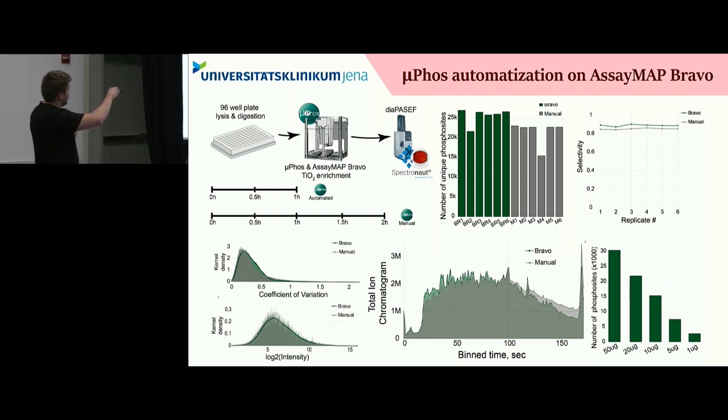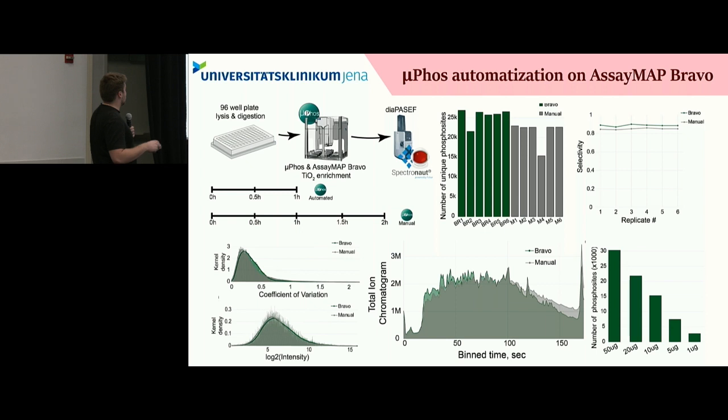So if we compare between the automated and the manual approach, we are identifying roughly similar numbers of phosphosites with very similar quality. So this platform you can also automate without any major problems. But this is also all good.